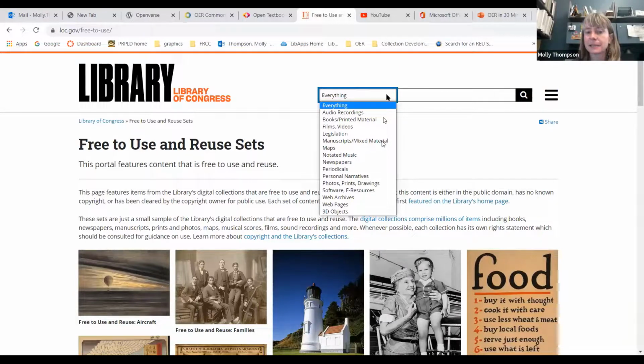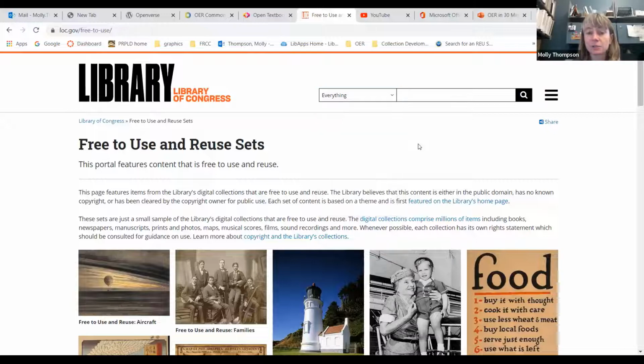You can get books here, manuscripts, maps, images, of course, photos, all sorts of different materials that you can use. And the great thing about the Library of Congress, we talked about the public domain, all of this is in the public domain, so you don't have to worry about attributions. It's either in the public domain or there's not a known copyright. It seems like they're fairly certain about that. There's nothing certain ever in life.